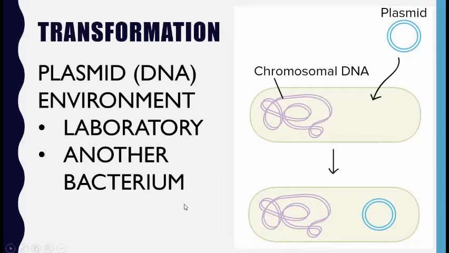So, kapag ang pumasok sa kanya is a plasmid in circular form, it can be copied in the receiving cell and passed on to the descendants. So, ito yung mangyayari. Pumasok yung plasmid. And then, kapag siya ay nag-replicate, so, ganito na yung magiging itsura niya. Kapag nag-replicate na yung bacterium na nagkaroon ng plasmid from the environment.